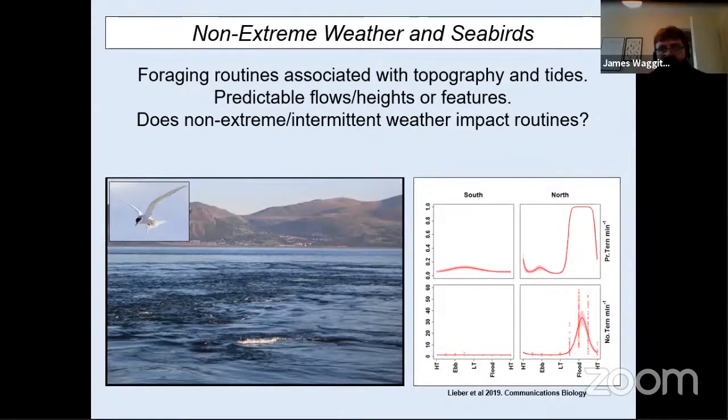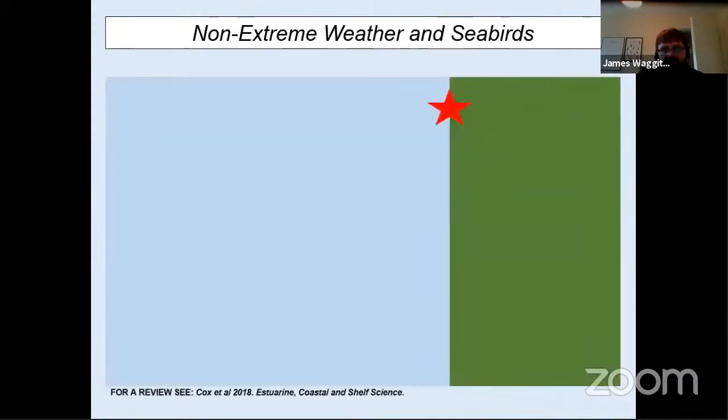But what I want to know is how do the changes in wind speed and wind direction, in rainfall, change the way these birds use these features, and can that have population level impact? So can consistent disturbance to these routines actually have population level consequences? So some examples of how these things can potentially impact seabirds' feeding behaviours.